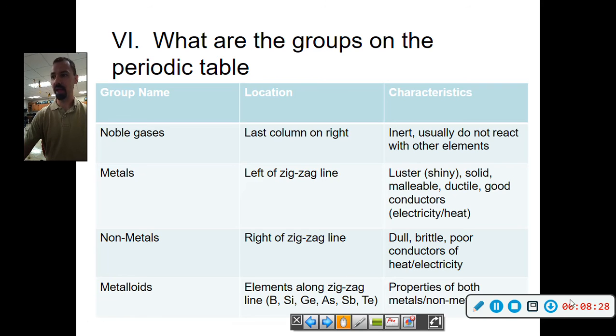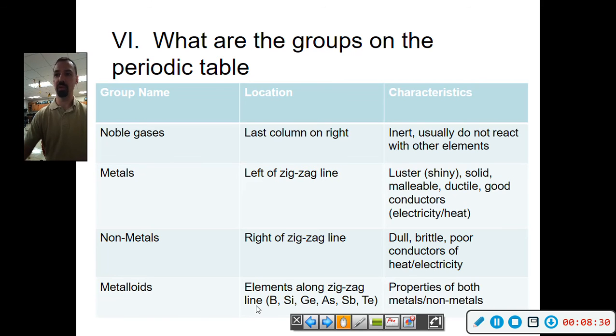And then metalloids, lastly, which are along the zigzag line. That's boron, silicon, germanium, arsenic, antimony, and tellurium. They're on basically this zigzag pattern, which I'll point out in class on the document for that. They have properties of both metals and non-metals, so they don't really take a side. They're kind of the people in the middle. They're neither metals nor non-metals, but they take on properties of each of those in some sort of mixture.